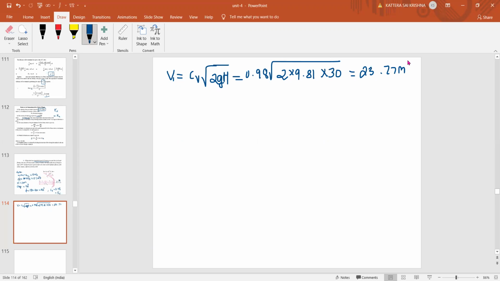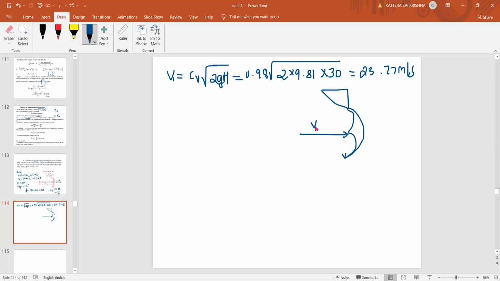23.77 meter per second. Okay. Right. So after finding the inlet velocity V1, we already know how to draw the triangle. I'm drawing roughly. We know it is the inlet, and at outlet we have the triangle. I'm not drawing the outlet, just see the inlet.